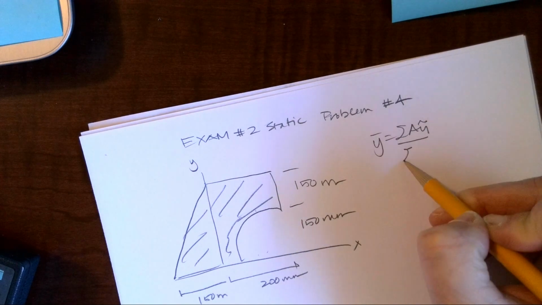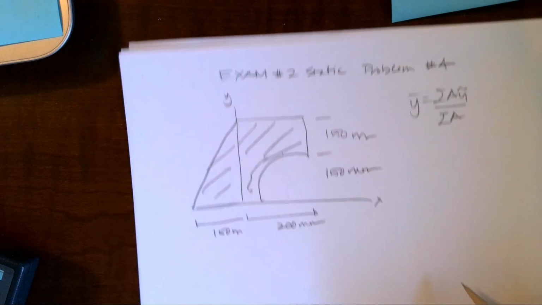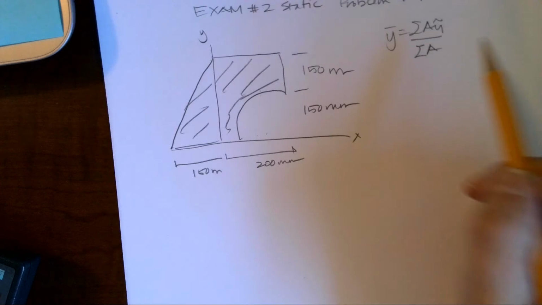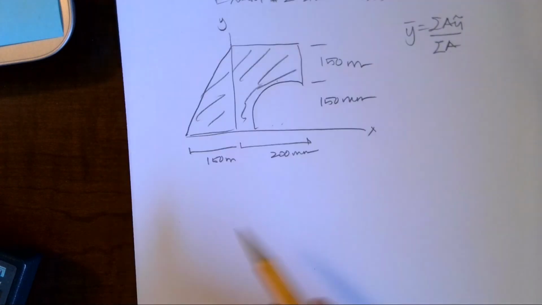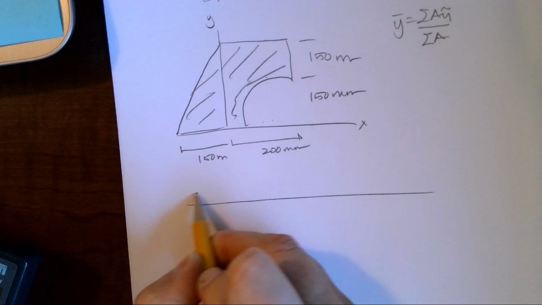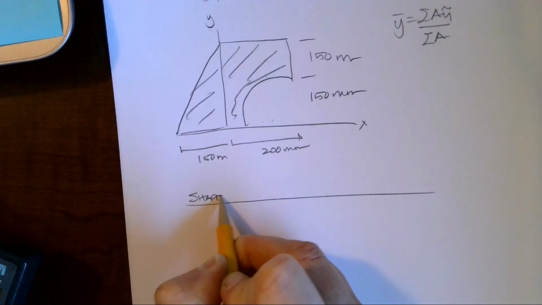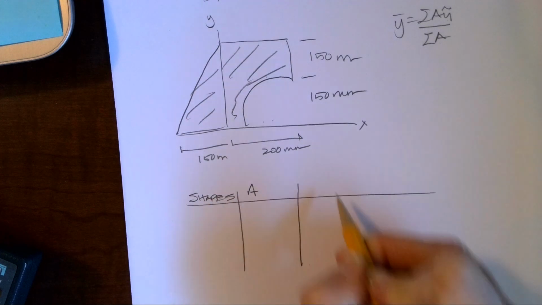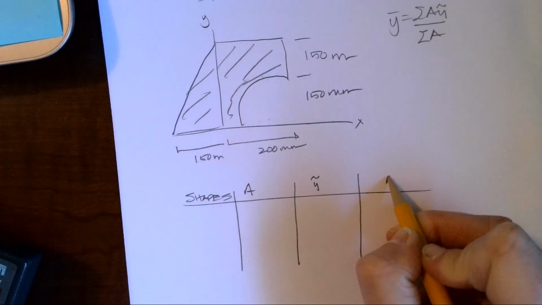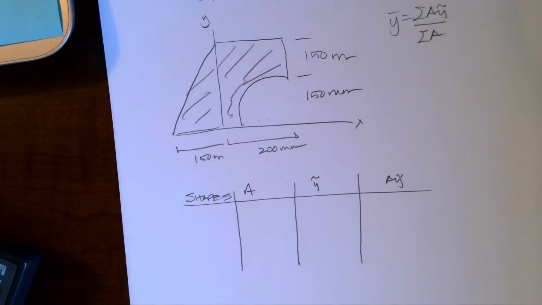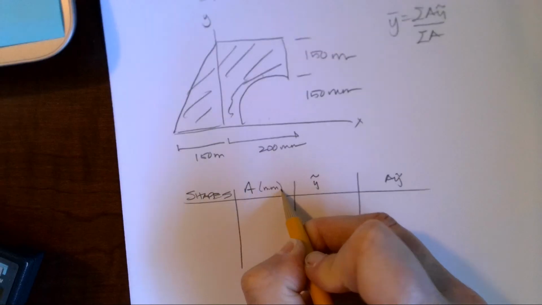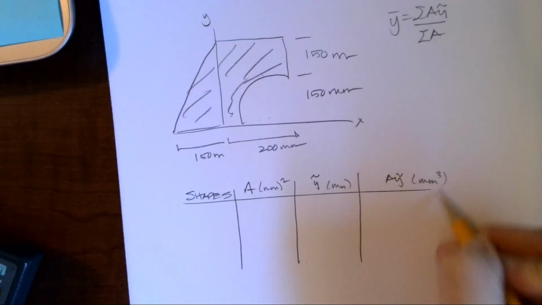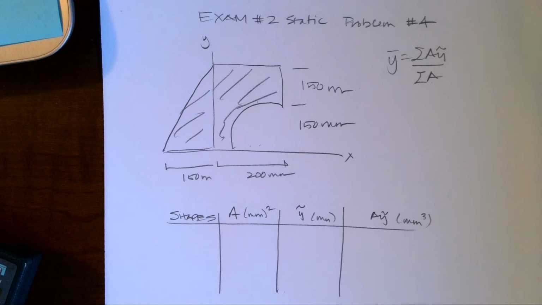Okay, so we are going to use the tabular method. We are going to set it up, and I can look on here and see I need A, Y tilde, and A Y tilde. So here's my shapes. And I'm going to put my area, Y tilde, and A Y tilde. I'm going to sum those up. This is going to be millimeters squared, millimeters, and millimeters cubed. I'm going to go ahead and show all of my shapes here.